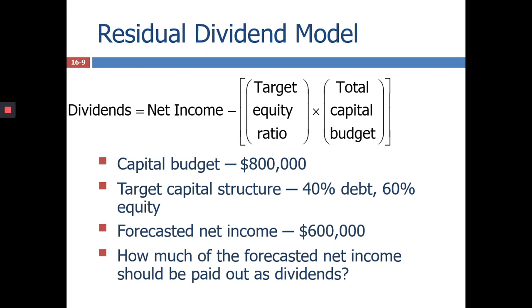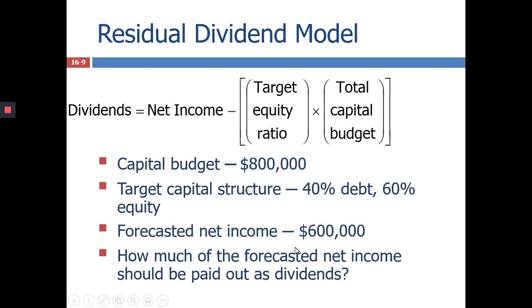Alright, so let's start with an example. Your capital budget is 800,000. The project is worth 800,000, and there is a target capital structure. Target capital structure means how you're going to finance this 800,000: how much will be debt finance, and how much will be equity finance. So the capital structure is stated: this 800,000 will be financed by 40% debt and 60% equity.